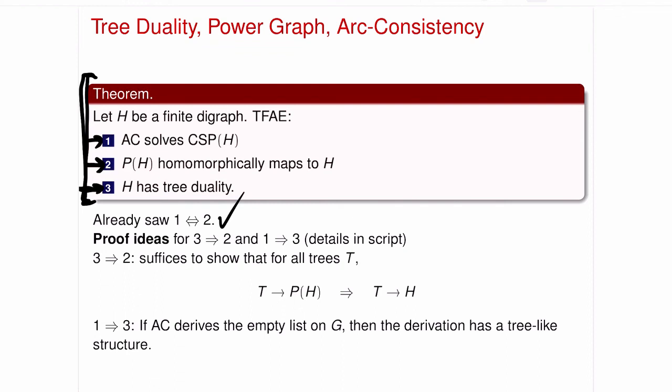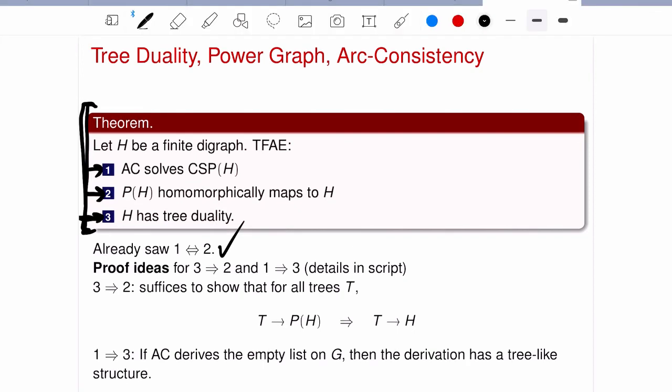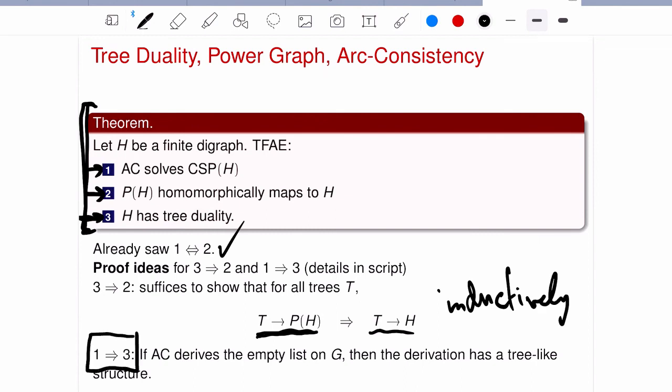3 implies 2. Since H we assume has tree duality, it suffices to show that whenever you have an orientation of a tree T, which homomorphically maps to P of H, it also homomorphically maps to H. And this is actually something that you can prove inductively. It's a little bit technical, but relatively easy. The implication from 1 to 3 is maybe more interesting.